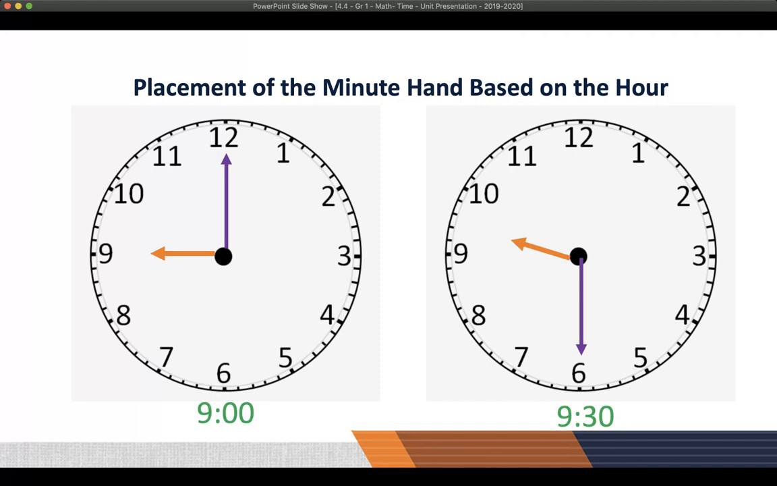The placement of the minute hand is based on the hour. Over on the left side, it shows what 9 o'clock looks like. When it's 9 o'clock, our hour hand is exactly on the 9, and our minute hand is on the 12 to show that it is 0 minutes into the new hour. On the right, the clock shows 9:30. The minute hand is on the 6 to show that it is halfway through, to show the 30 minutes or half an hour. And the hour hand is halfway between the 9 and the 10 because 9:30 is halfway between 9 o'clock and 10 o'clock.